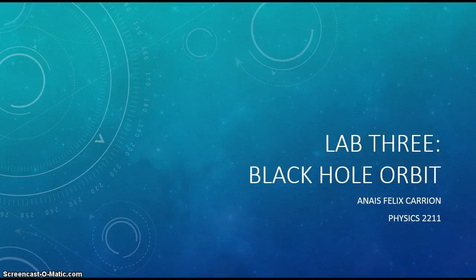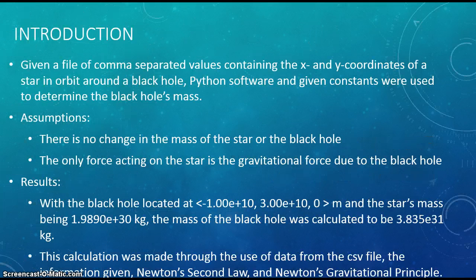This is Lab 3, Analyzing a Star Orbiting a Black Hole. In this introduction, we can see that we are given a file of comma-separated values containing x and y coordinates of a star in orbit. The software of VPython as well as given constants were used to determine the black hole's mass.